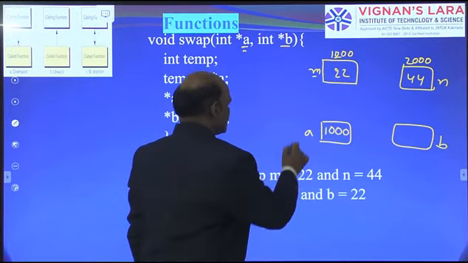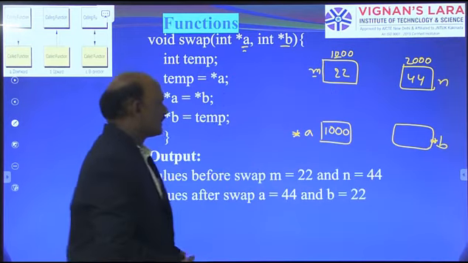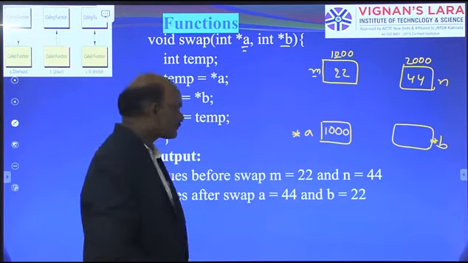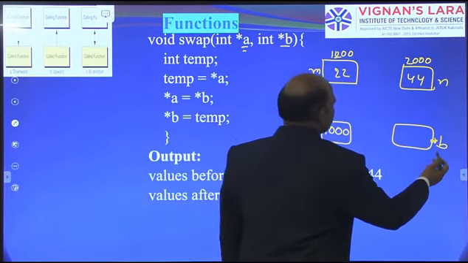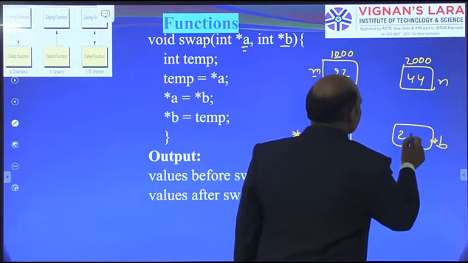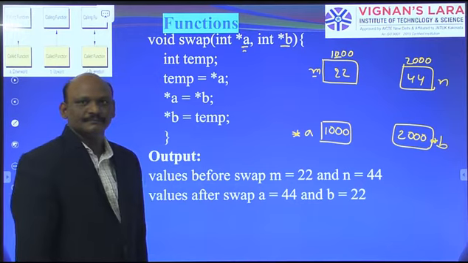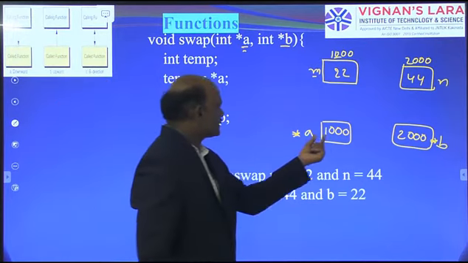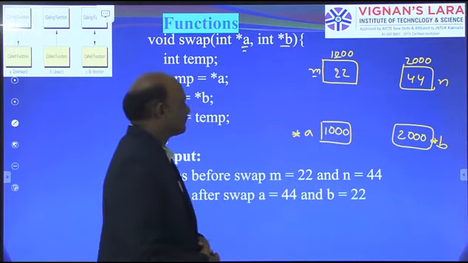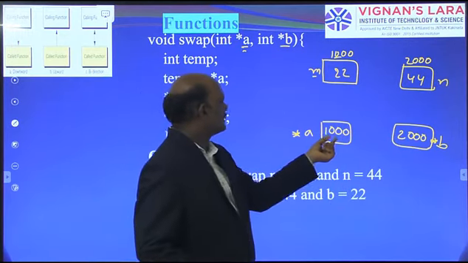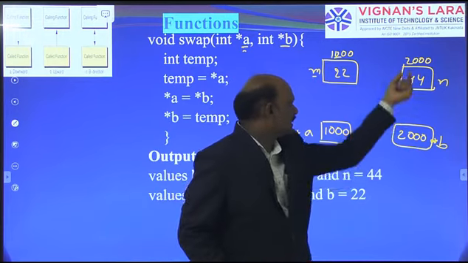This is *A. This is *B. A receives the address, so the address of M will be received. Then B receives the address of N. Right? A pointer stores the address. Here A and B are the two integer pointers. They store the address: A stores the address of M and the pointer B stores the address of N.